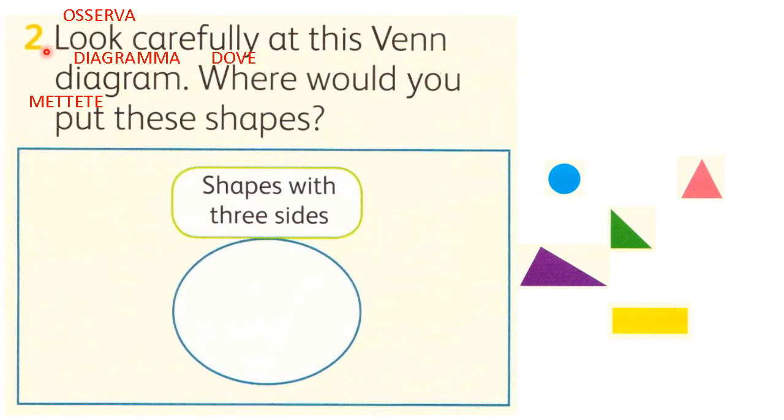Number 2. Look carefully at this Venn diagram. Where would you put these shapes? Here we have the group. The rule for the group is shapes with 3 sides. So, which of these shapes would you put into this group with the rule 3 sides?